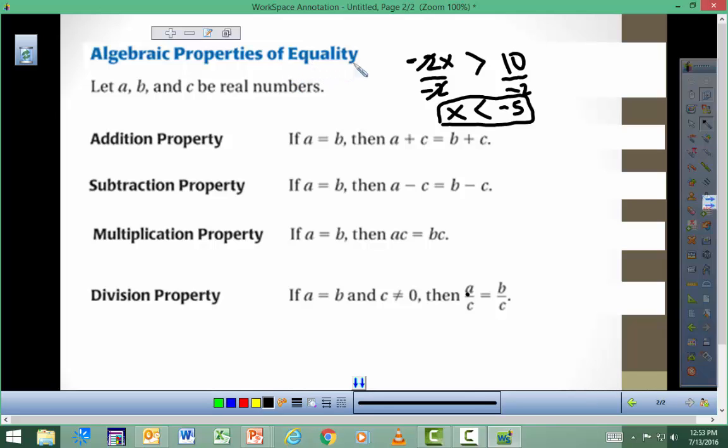So I want you to keep in mind that all of these properties are properties of equality. It basically means, once again, that there has to be an equal sign involved in order for you to do these properties. So with that thought in mind, let's get started on some examples.